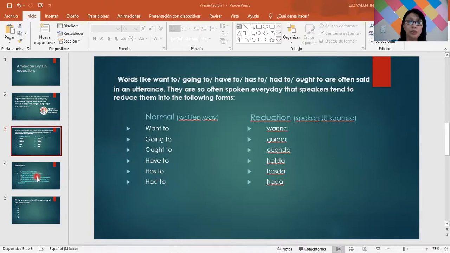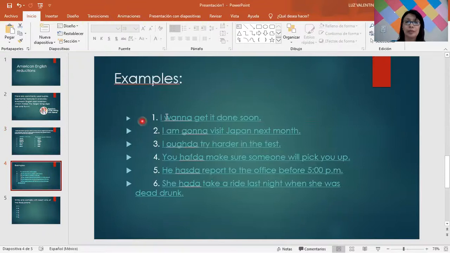In order to make it clearer for you, I have here some examples. For example, it says, I wanna get it done soon. It's the same thing as if we were saying, I want to get it done soon. If you listen to the pronunciation, you are going to realize that the idea is, in few words, to save sounds, ahorrarnos sonidos. That's the only thing that we are going to do using these reductions.